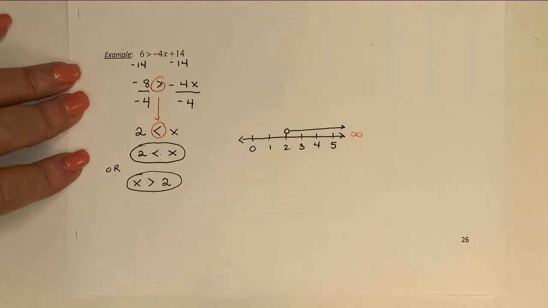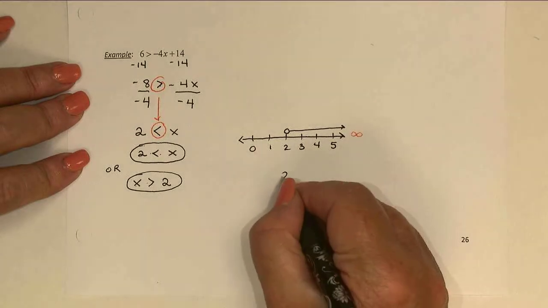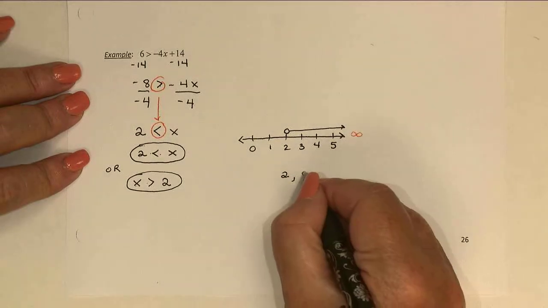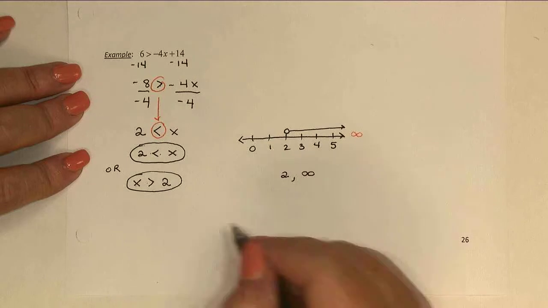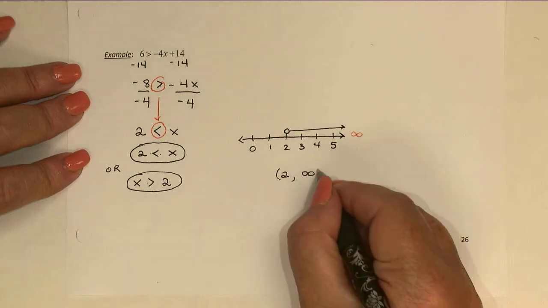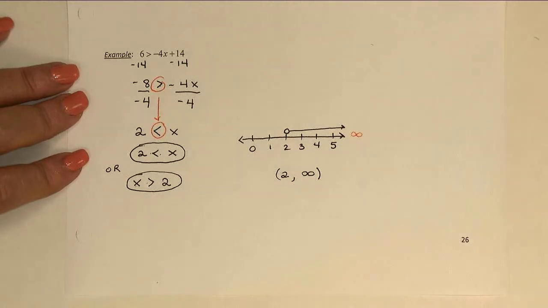And again, I always read my intervals from left to right. So I'll start at the 2 and go out to infinity. I don't actually reach either of those values, and therefore I put parentheses on my interval.